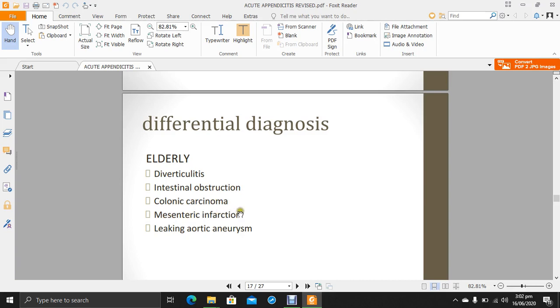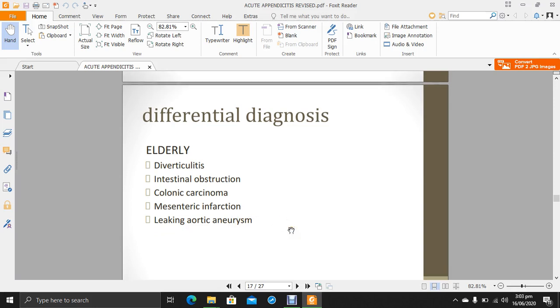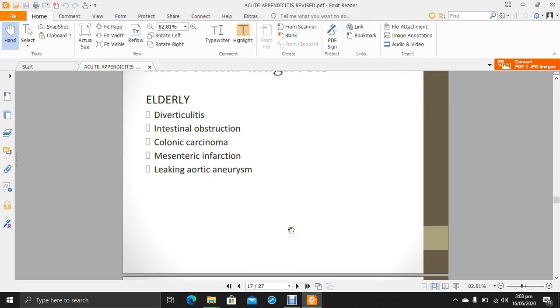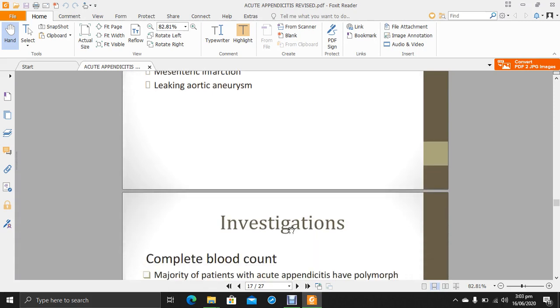Mesenteric infarction and leaking aortic aneurysm. This is a very critical condition, and God forbid, once it ruptures, it does not give a chance for a person to reach the hospital, especially a cardiac surgeon or general surgeon who can control these things.